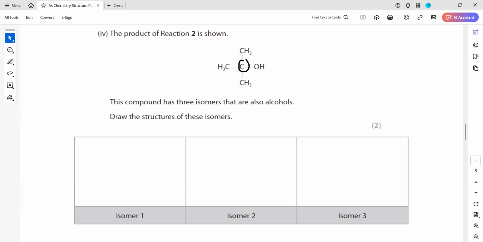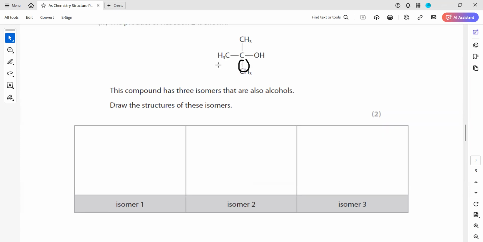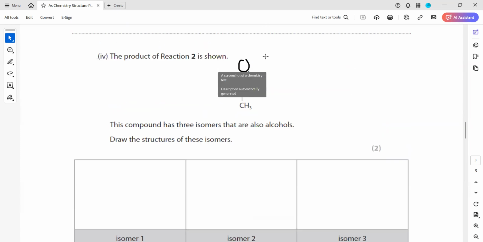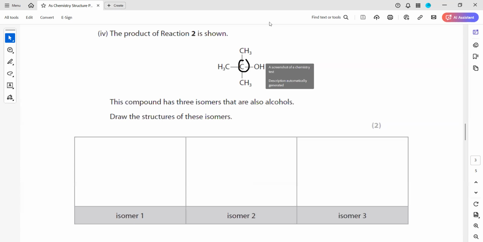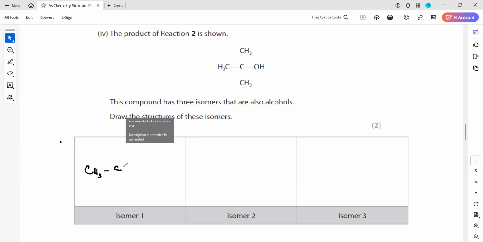That is what we can do. And we have to draw the structures. They did not mention which structure we have to draw. It can be a skeletal formula. It can be a displayed formula as well. So we have CH3. First I will draw the primary alcohol, CH3, CH2, CH2, and OH. This is the first. I drew a primary.